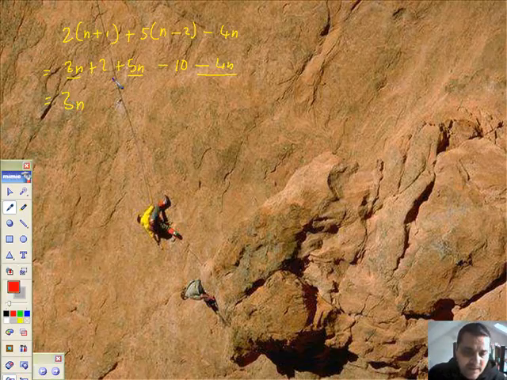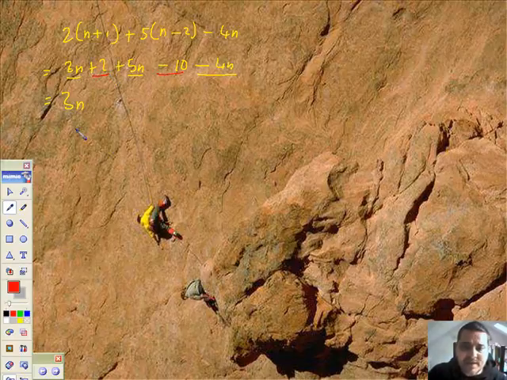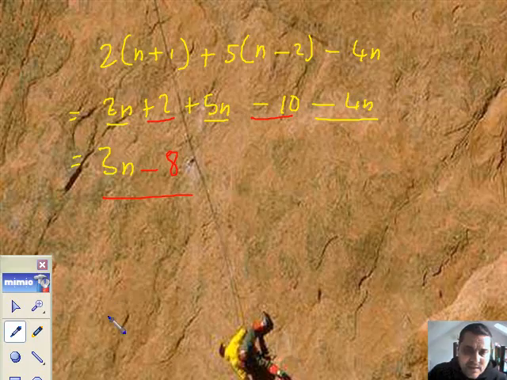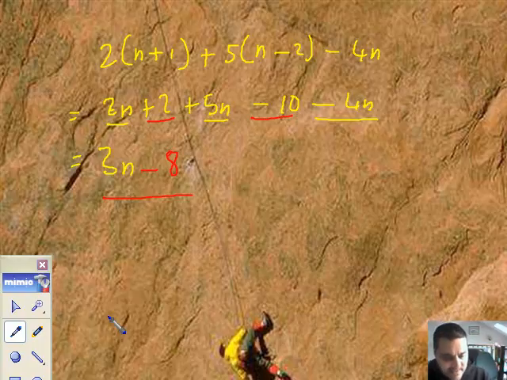Now we're going to do the numbers. 2 minus 10 is -8. Answer is 3n minus 8. That's it.